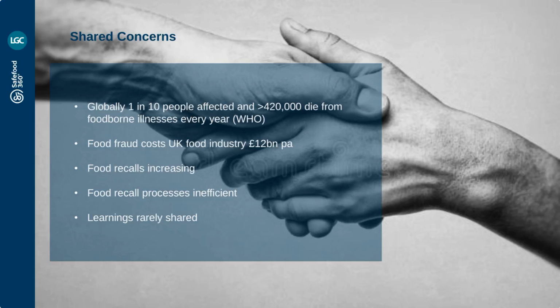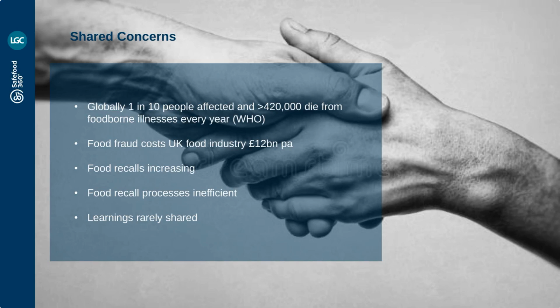Some of the shared concerns that we have globally: 1 in 10 people are affected by foodborne illnesses, and more than 420,000 of them are dying each year. And this is according to the statistics published by the World Health Organization. Food fraud itself costs a lot of money for the industry. Whether it's in Britain, the UK or the US, and really globally, there's a tremendous amount of money it's costing food suppliers and food manufacturers, simply because of those issues.